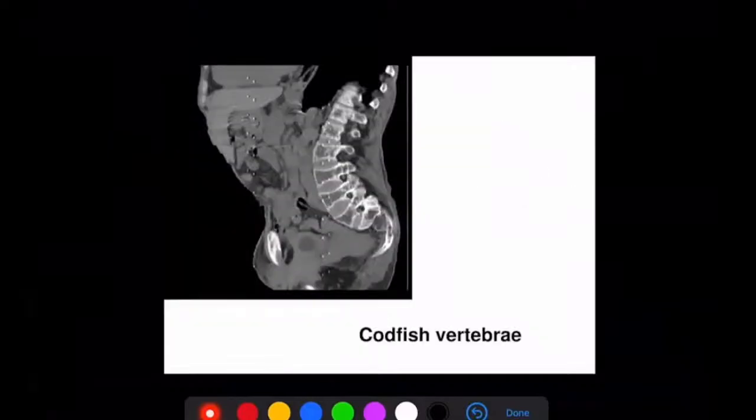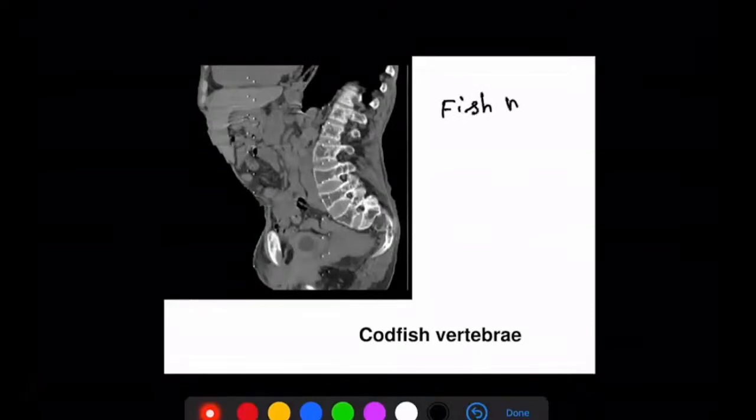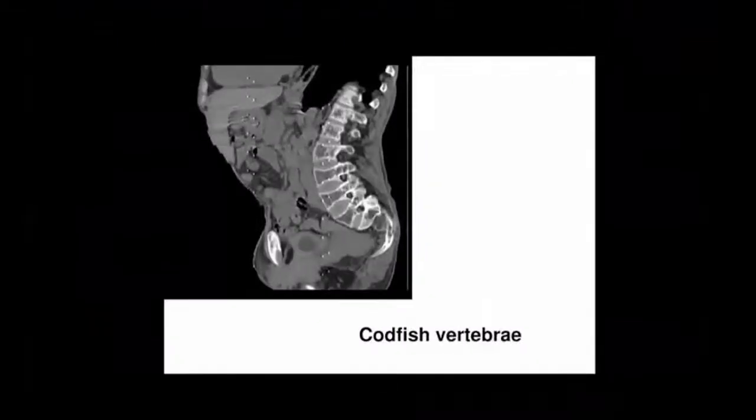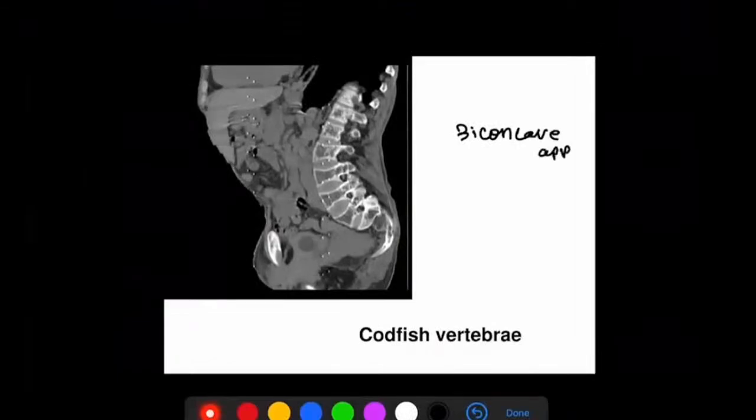Codfish vertebrae, fish mouth vertebrae, seen with? Very important image, friends. Fish mouth vertebrae. I have already shown an image for this codfish vertebrae in our ortho session, not the same image, but a different image. There is a biconcave appearance of vertebrae, biconcave appearance due to severe.